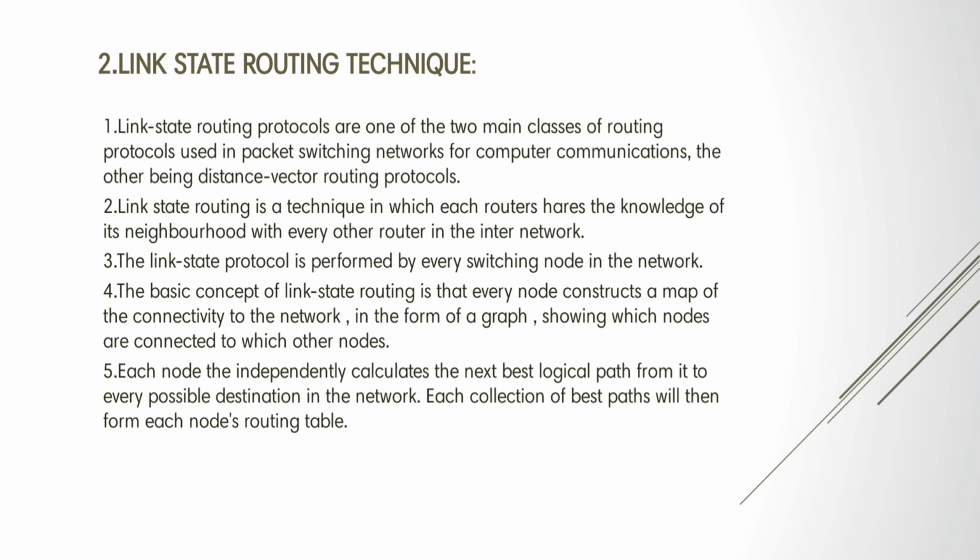Link state protocol is performed by every switching node in the network. The basic concept of link state routing is that every node constructs a map of connectivity to the network in the form of a graph or a diagram. Each node independently calculates the next best logical path from it to every possible destination in the network. Each collection of best paths will then form each node's routing table.